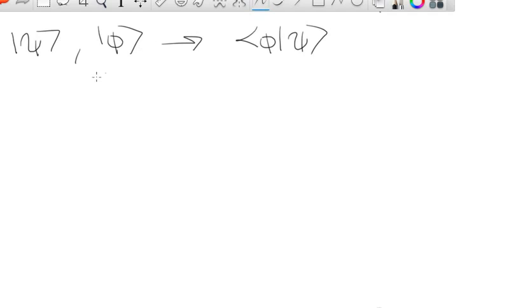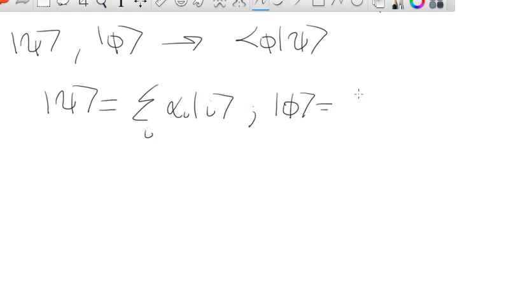Now let's suppose we define, as we did before, the same sort of definition of psi: summing up over i, all the coefficients alpha i and ket i. And let's define phi in a similar sort of way, again summing over different complex amplitudes. Let's call this beta j, and ket j here. Okay, so now what we want to do is find the inner product. Let's calculate that now.